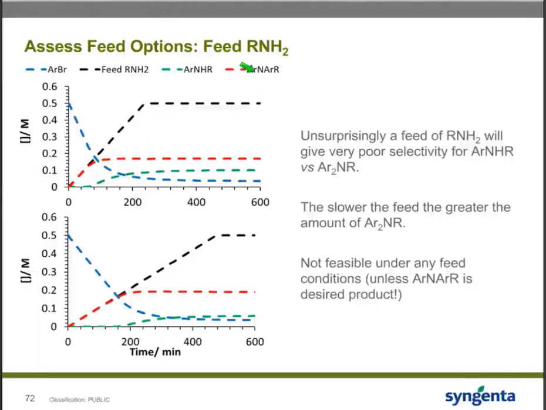So you're going to get more of this overreacted product the slower your feed, because the concentration of your amine throughout the reaction is going to be very low. That's going to, your product will build up and form your overreacted product. So don't do this unless the overreacted product is your desired product.